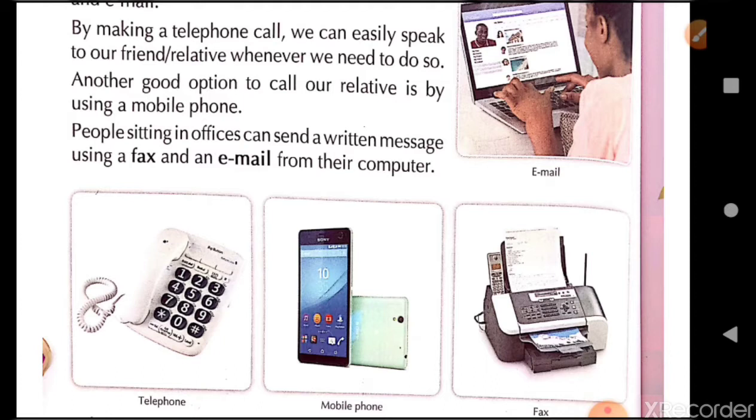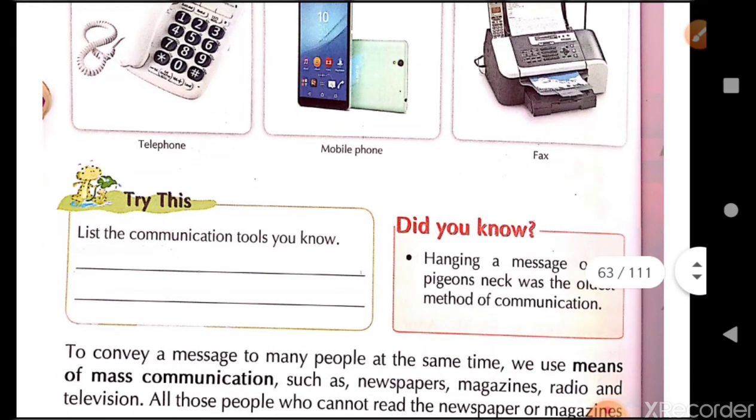Then satellites send images of space also. Satellites are there, they take pictures of Earth from satellite and then it is transmitted. So these are all modern means of communication. Then, list the communication tools you know. Communication tools, I've told you about so many communication tools.